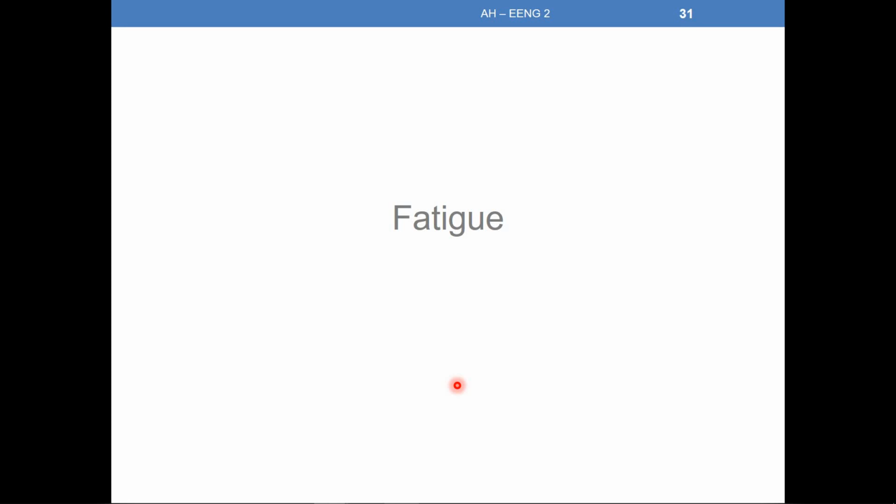So we need to now consider a different part. Everything we learned before now is different from everything that we will learn from now until the last slide. So, to begin with, fatigue. What do we mean by fatigue?